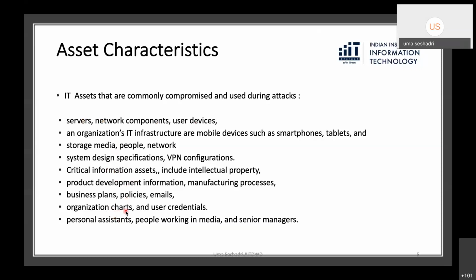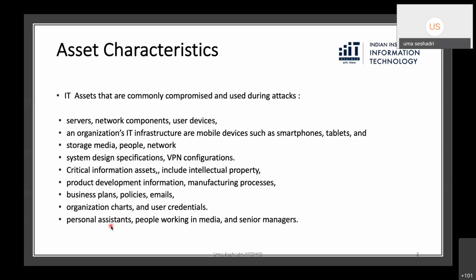Organizational chart. So the hierarchy of the organization, or user credentials, passwords of important people. Personal assistants. Again, PAs are very important human beings today in the organization. Why? Because they keep a lot of confidential data when it comes to the decision making process of their own managers. So if somebody attacks the PA, there is a high probability that information may get leaked, data may get leaked from the personal assistant.